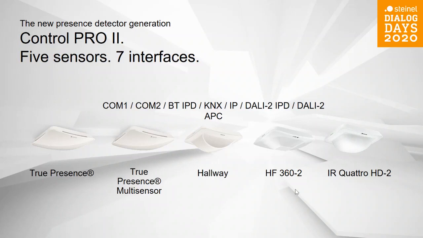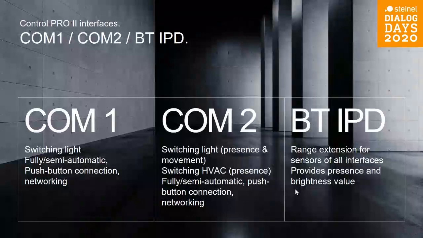So now we're going to have a look at the difference of the interfaces. So COM1. This is for switching the light on and off. Now this can be done by either presence control or absence control, also known as fully or semi-automatic. We can integrate a push button for the manual override, along with networking of the sensors for additional detection coverage. COM2, which is the same as COM1, but we have the additional parameter of control on the HVAC system.